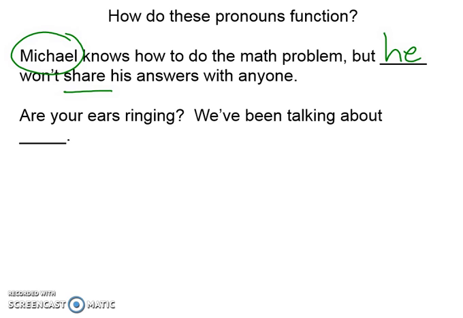Next sentence, are your ears ringing? We've been talking about, refers back to your, so we're talking about you. What's the function of you? Well, the word before you is a preposition. So you is the object to that preposition.